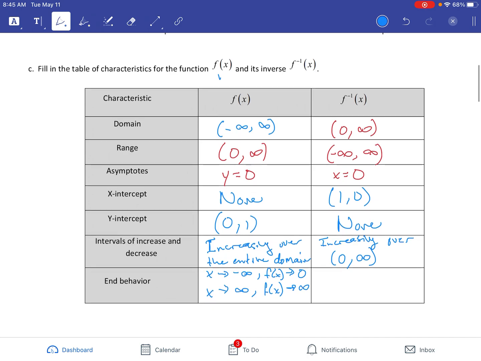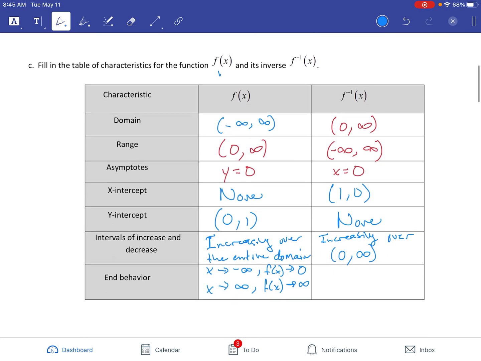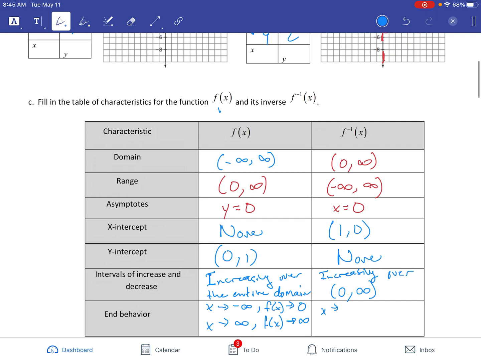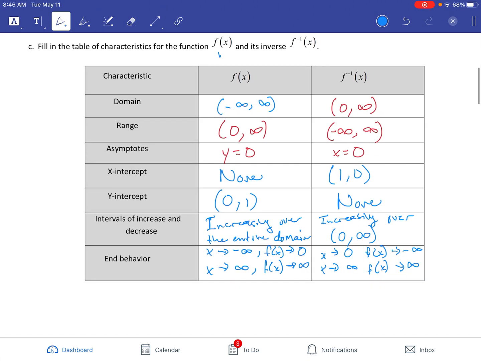Okay. As we look at the next graph, as the inverse graph goes to the left, it's going towards 0. Okay, it's not going to hit negative infinity because it can't get past the y-axis. That means the graph, as it's going towards 0, is going towards negative infinity as it goes down. Okay, now on the right side, it's going towards positive infinity. And as the graph is going to the right, it's also going up towards positive infinity. And those are your characteristics.